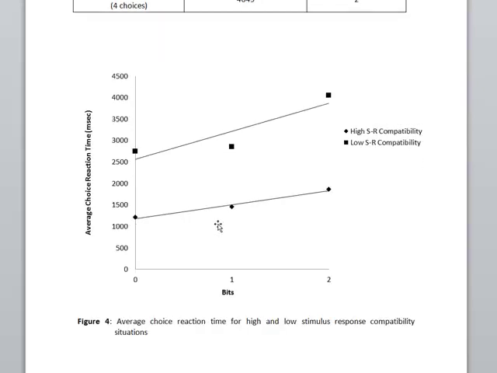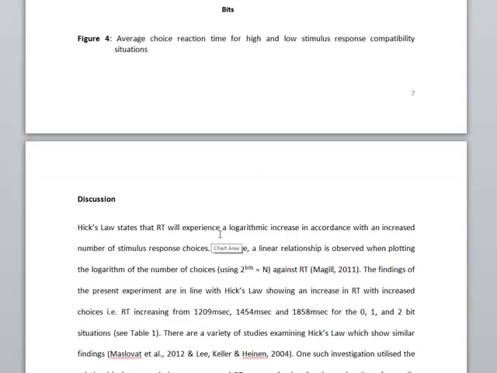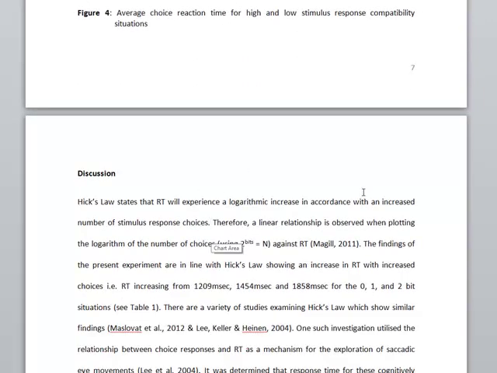Okay, so I'll scroll down now to the discussion section of a scientific report. Arguably the hardest section of the report, because there's a little bit more literacy in this section, compared to other elements of the scientific report.